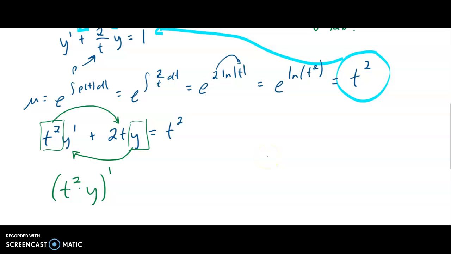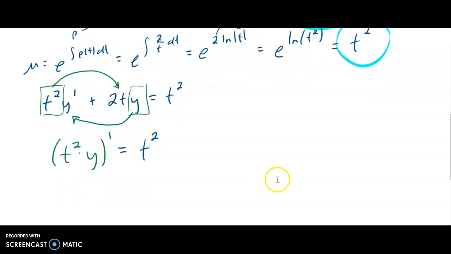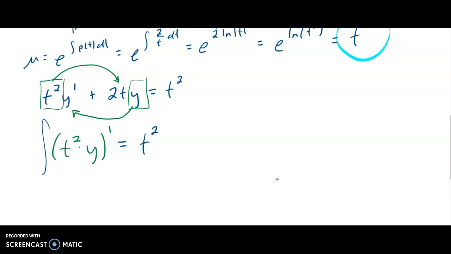All right, so let's keep going. I'm going to go back to blue. Is equal to, the right-hand side doesn't change. I just rewrote the left-hand side. So from there, I'm going to integrate both sides. On the left side, when I integrate, the integral cancels with the prime. So I get t squared times y, just because they're opposite operations, integral and derivative.